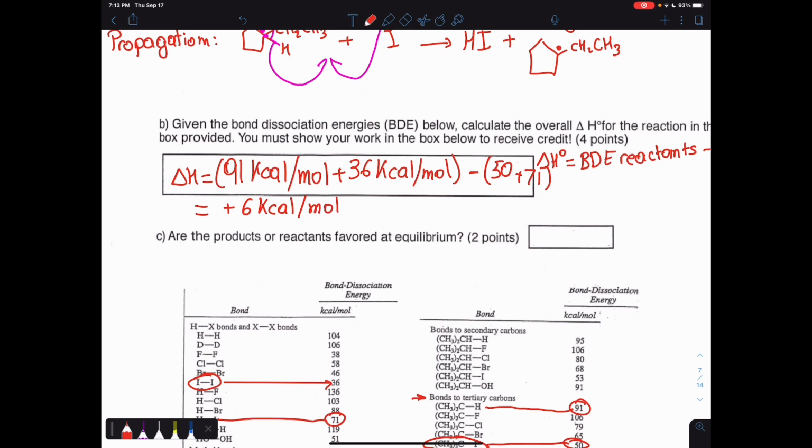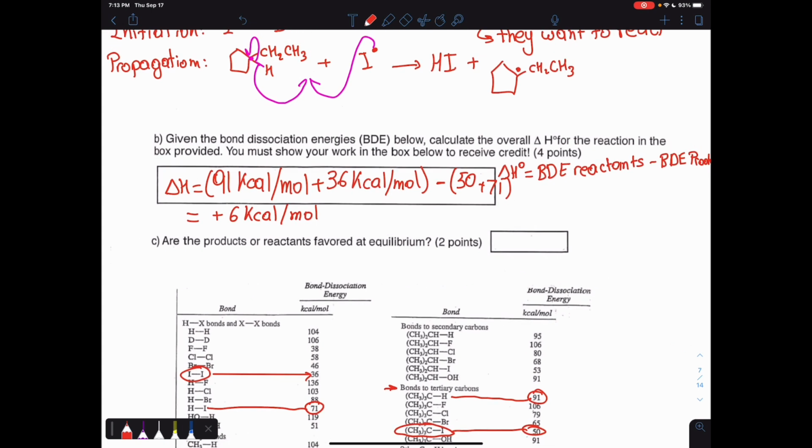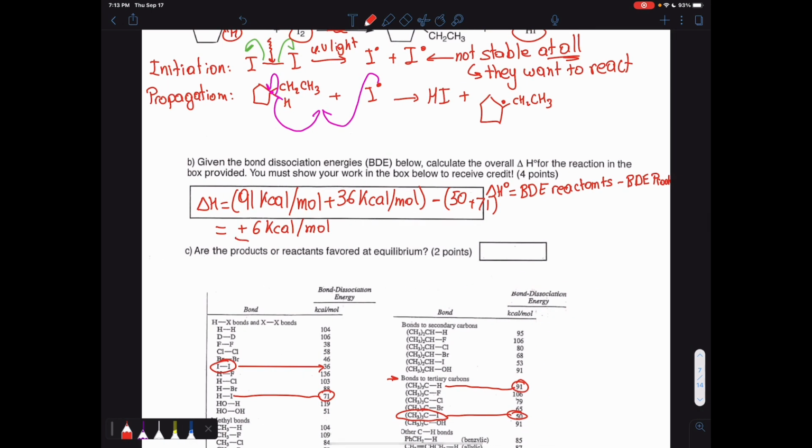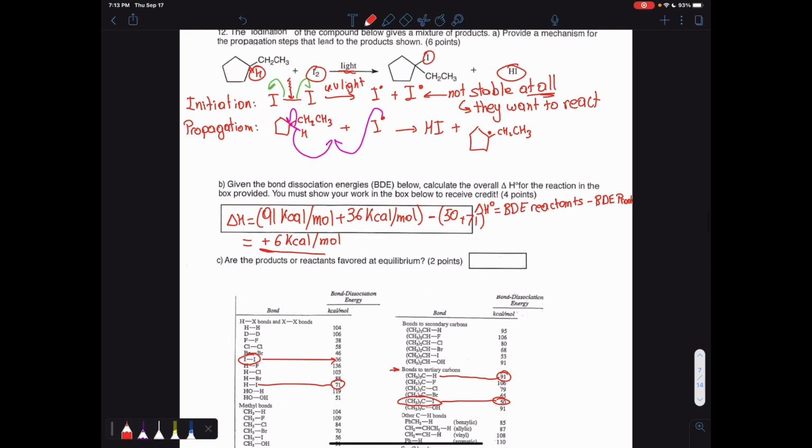Now are the products or reactants favored at that equilibrium? So if we look at this right here, it says that it's a positive 6 kilocalories per mole. And what this tells us is that the bond dissociation energy of the reactants is bigger than the bond dissociation energy of the products, right? Knowing that, we know that the reactants are more favored, right? So the equilibrium will be favored towards the reactants. And that's the answer.